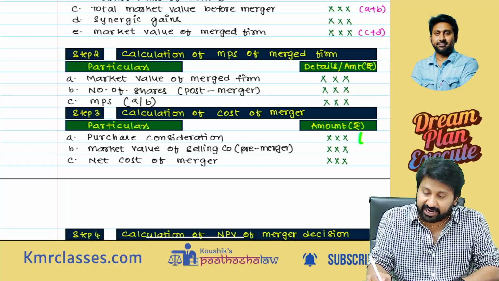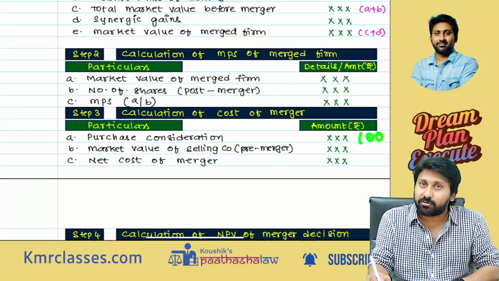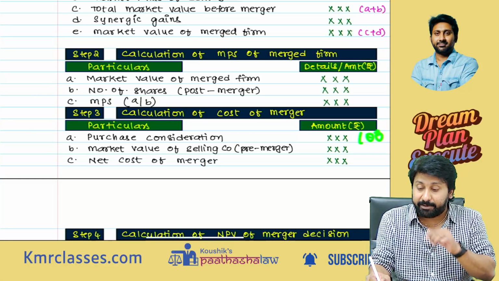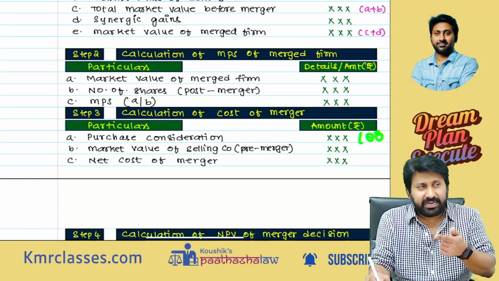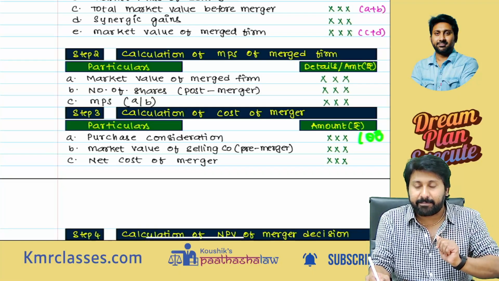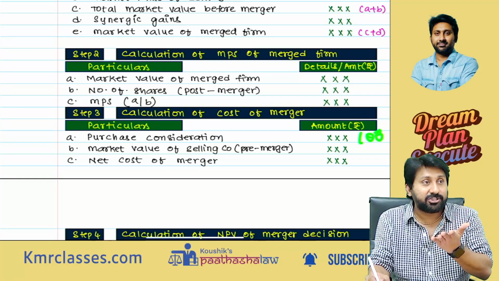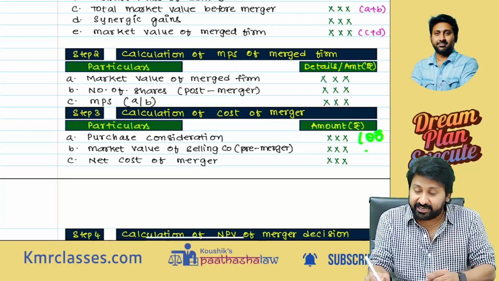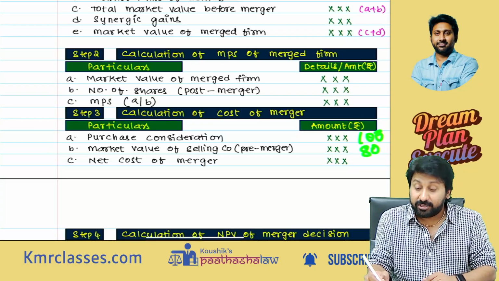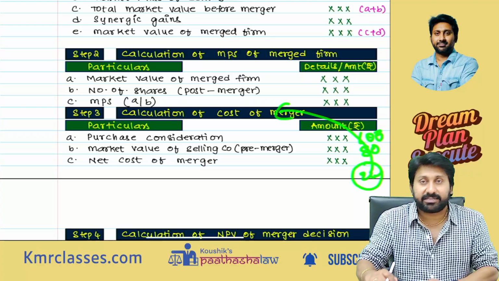Now, let us say 100 rupees came. 100 rupees is what? Payment made by the purchasing company to the selling company. Entire 100 is a cost to this purchasing company. No, the selling company is not a zero company. Without merger, it is already having 80 rupees value. That 20 becomes the net cost of merger.